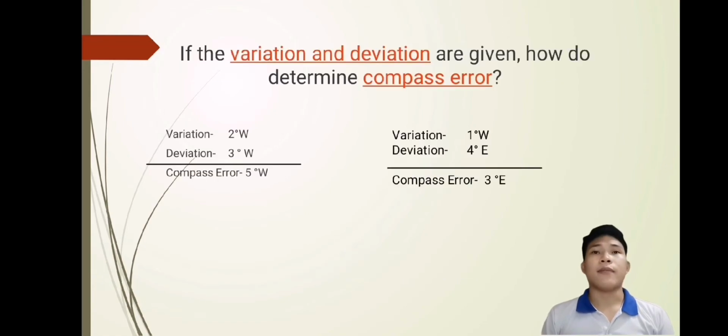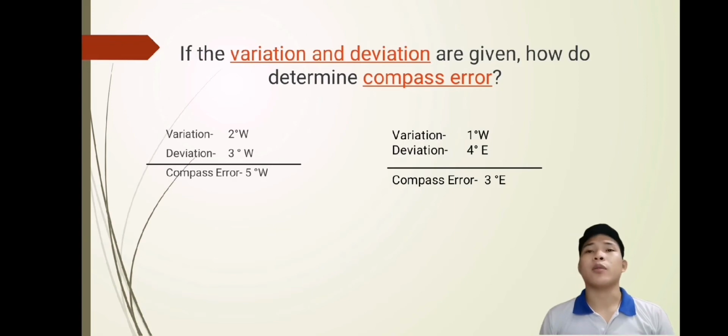For the first question, if the variation and deviation are given, how do you determine the compass error? Here, we have the variation of 2 degrees west, deviation of 3 degrees west. Therefore, in getting the compass error, if we have the same direction, we will just add them. So the result is 5 degrees west.